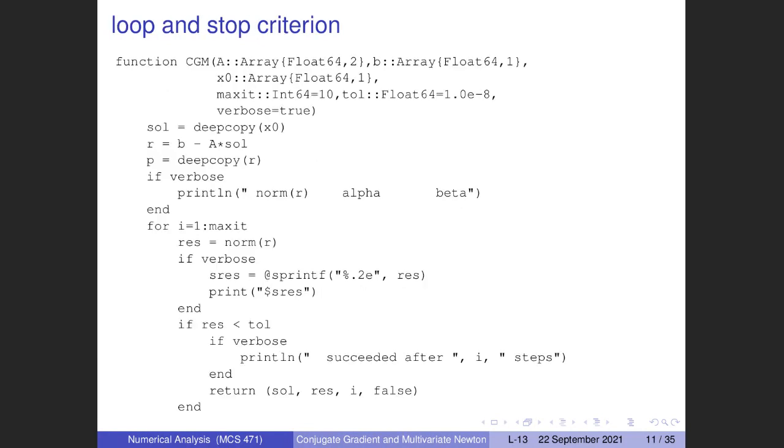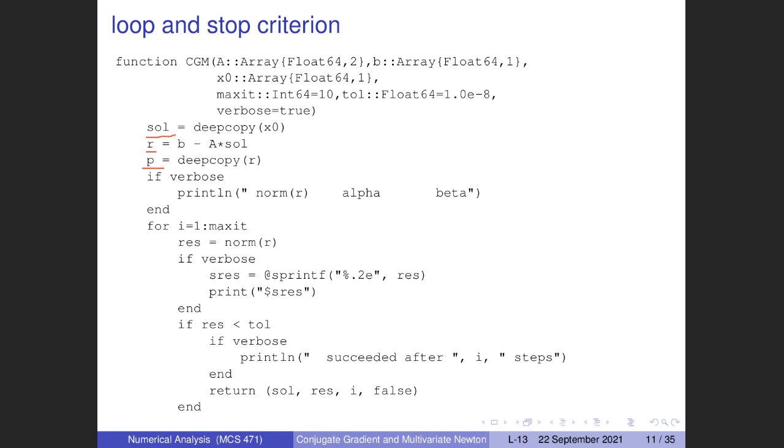All right, then we start out with the initialization of the x, which is now actually called sol. We have our residual and then our direction p, which will be initialized to the residual. So this is no longer a mathematical algorithm. We will have only one solution, only one residual vector, and only one direction vector.